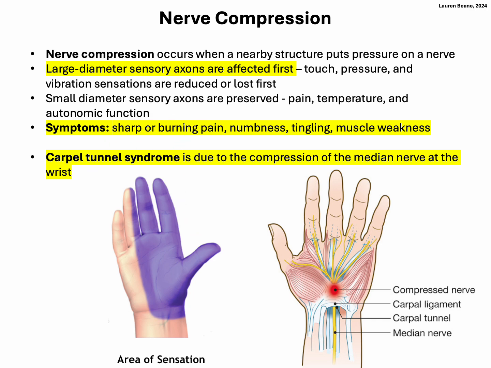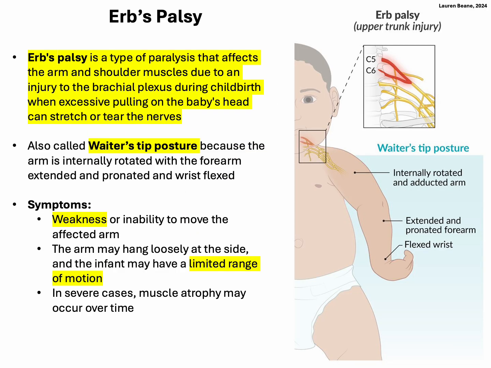Erb's palsy is a type of paralysis that affects the arm and shoulder muscles, and this is due to an injury of the brachial plexus during childbirth. So, when a baby's too large, having a hard time passing through the birth canal, the doctor needs to pull on the head, pull on the shoulders, maybe even break the clavicle to get the baby out. This leads to damage to the upper trunks of the brachial plexus. This is actually something that happened to me when I was born.